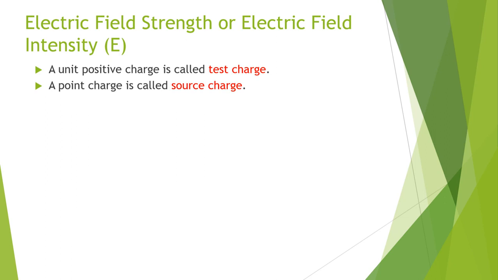In detail, we will consider electric field strength or electric field intensity, which is denoted by capital letter E, which is a vector quantity. So vector notation also should be there. Before going to the definition of electric field strength or electric field intensity, we commonly use two terms here, that is source charge and test charge. You should understand these terms. A unit positive charge is called test charge. Unit positive charge means its magnitude is 1 and it is positive.